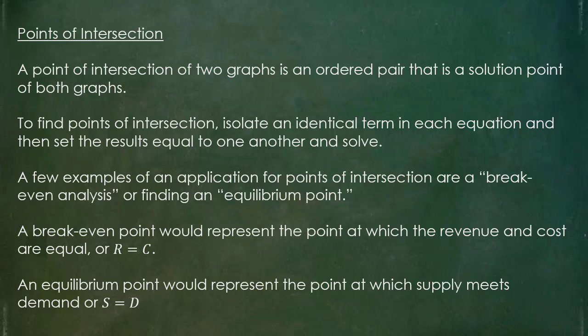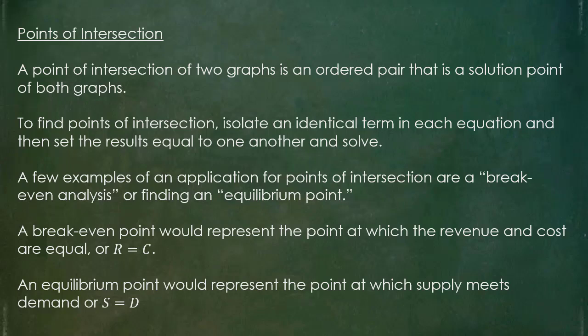And now on to the last concept I want to cover in this video, which deals with points of intersection. Generically speaking, a point of intersection for two graphs is essentially an ordered pair that happens to be a solution point for both graphs. You can also think of this graphically as the place where a graph meets another graph, or they cross over each other. To find points of intersection, we want to isolate something that's identical within both equations, then use substitution to replace that particular term, and then solve for the variable that you have left.